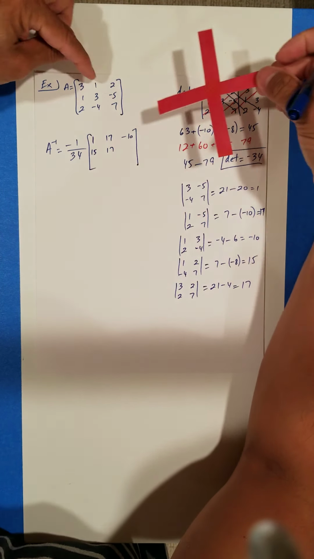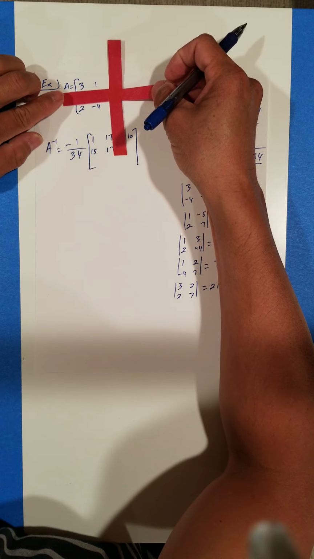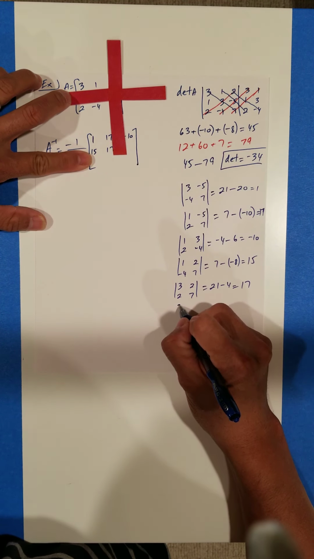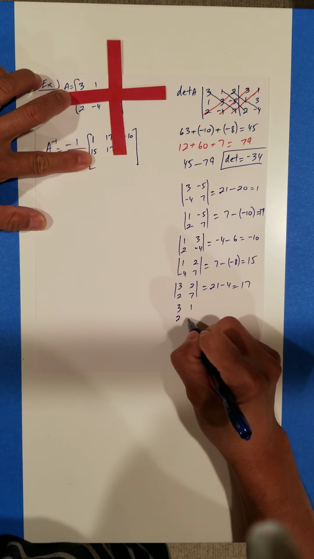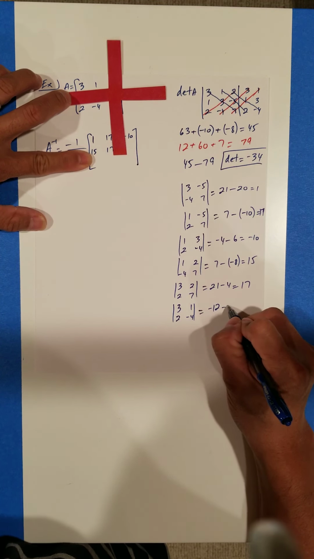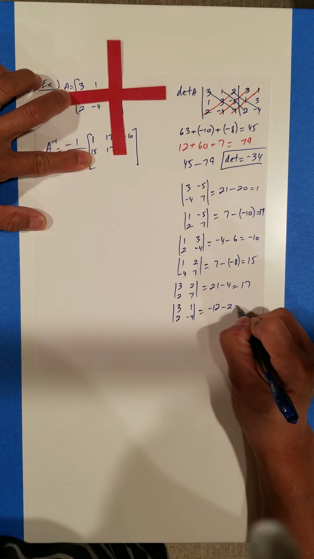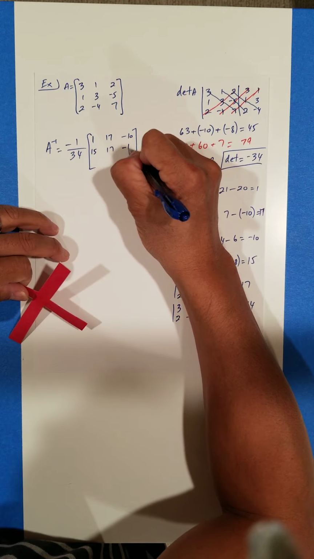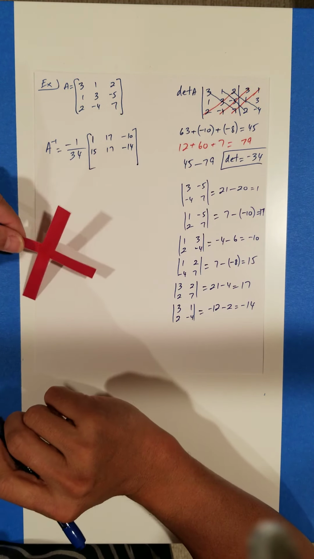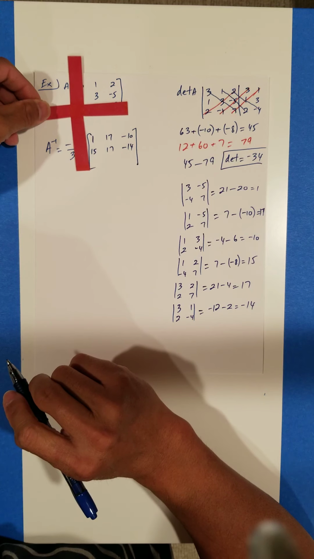Then the next number is -5, so cover the row and column of -5. When I do that, I'm going to get 3, 1, 2, -4. So I get here -12 minus 2, -14. Perfect. So that's my next, -14. Okay. Now I got 3 more to do.